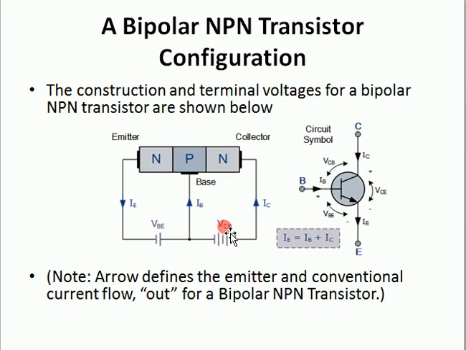Basically there are three regions in which a transistor works. The first one is the cutoff region, the second one is the saturation region, and the third one is the active region. In the active region, the transistor works as an amplifier, and in the active region the emitter base junction is forward biased and the collector base junction is reverse biased, and in this region the transistor acts as an amplifier.